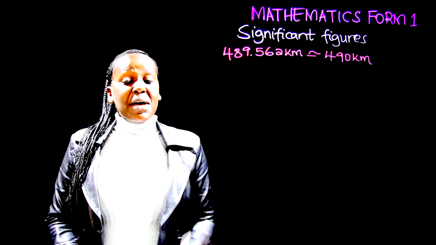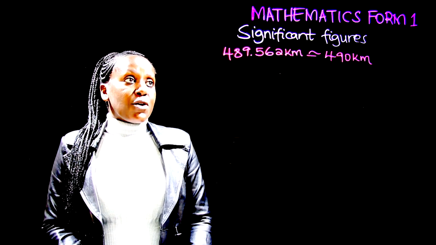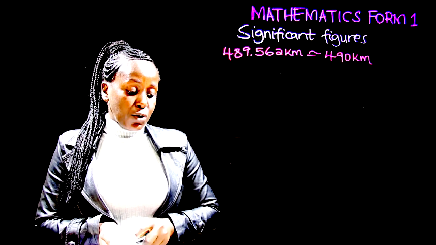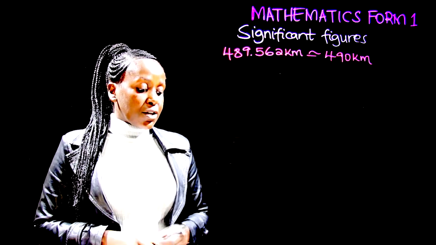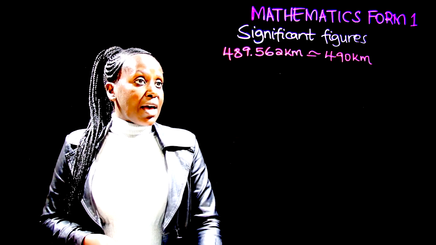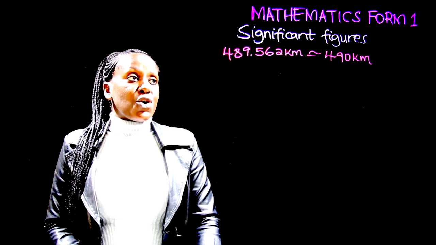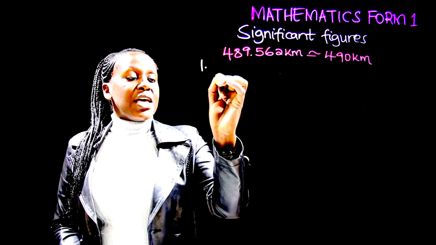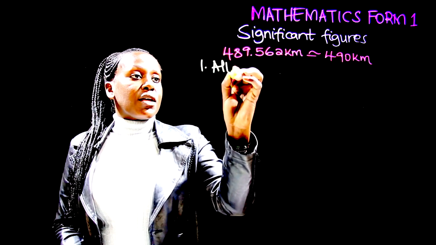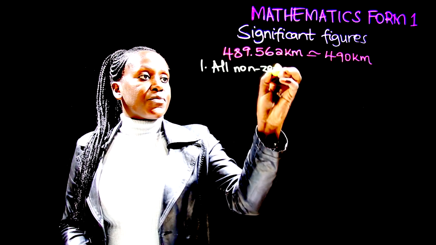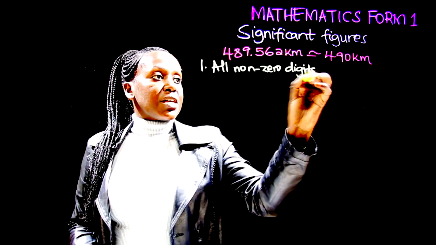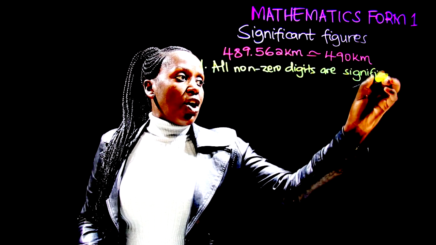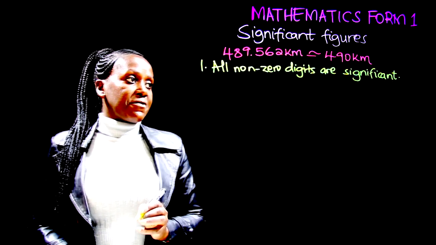So when you approximate numbers, you follow rules. And when writing numbers correct to significant figures, there are rules that are followed. So we are going to highlight those rules so that we are familiar with them, and then you can attempt to write numbers correct to a specified number of significant figures. Number one is that you need to know that all non-zero digits are considered significant.